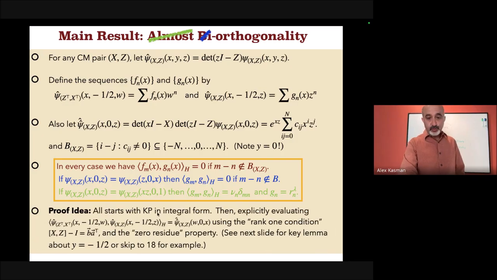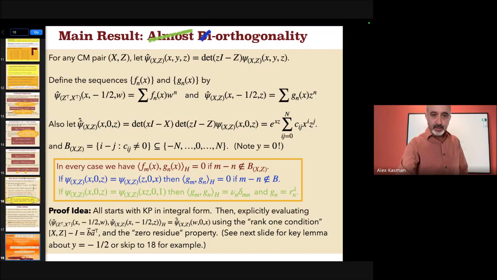The proof starts with the KP hierarchy written in that integral form. Then I'm able to compute the inner product of the generating functions with each other. And it also turns out to be that doubly normalized wave function. So this is the inner product of those two. That's the amazing part. I do that by using the rank 1 condition a bunch of times and the zero residue property a bunch of times. We could look at a key lemma on the next slide if there was enough time, but it doesn't look like there is enough time.